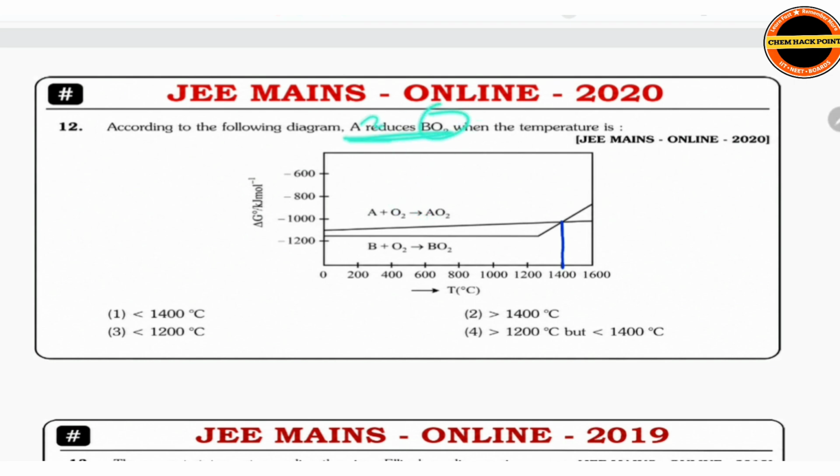To reduce BO2, the A graph should be below BO2. When is it below BO2? After 1400 degrees Celsius. Less than 1400, greater than 1200 but less than 1400, no. After 1400, if we compare the graph of BO2 and A, the A graph is below BO2. So we need such a condition where the A graph is below BO2 to reduce BO2. Hence, the answer is greater than 1400 degrees Celsius, because after 1400, the A graph is below the BO2 graph.